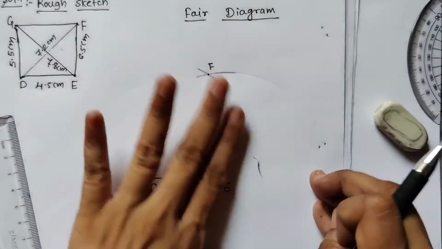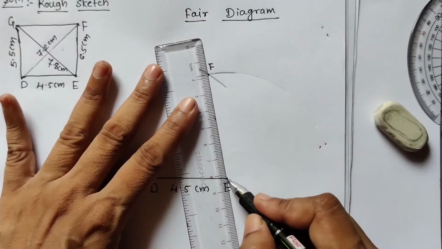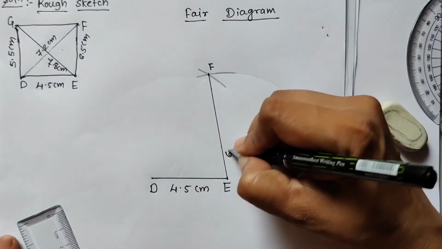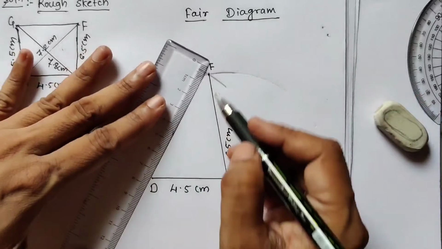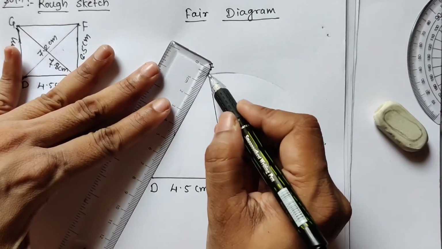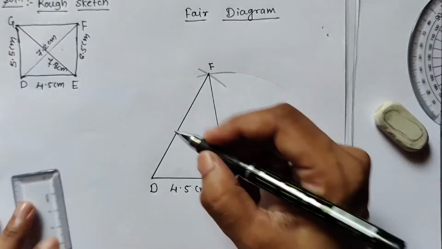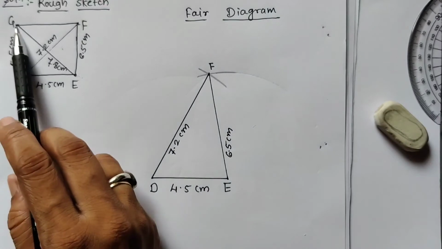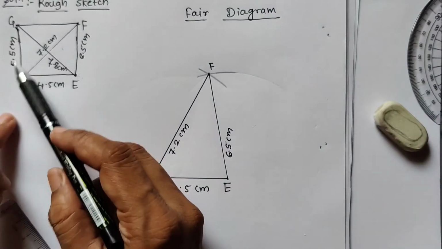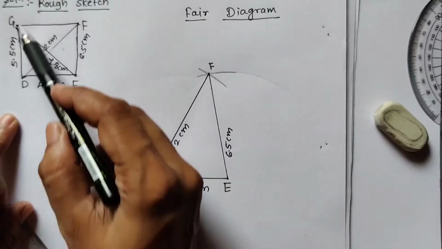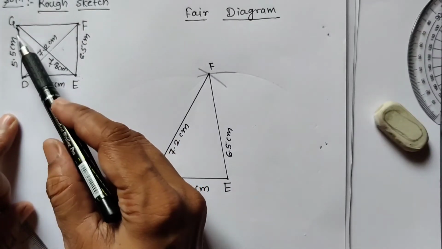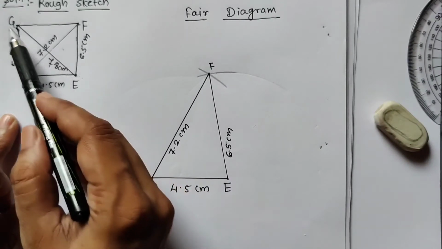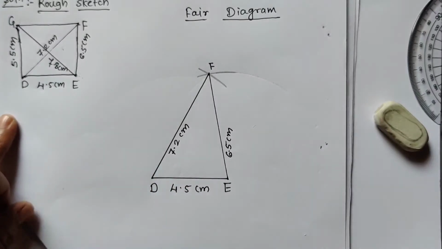Okay, and now you can join this F with E. EF is 6.5 centimeter. Join this F with D also. DF is a diagonal. This is 7.2 centimeter. Now we have to fix the position of G. Now see children, G is at 5.5 centimeter from D. DG is 5.5. So G is at 5.5 centimeter and from E it is 7.8, correct? From E, G is at 7.8 centimeter distance.